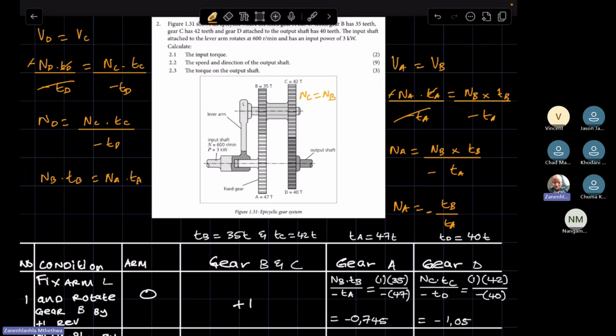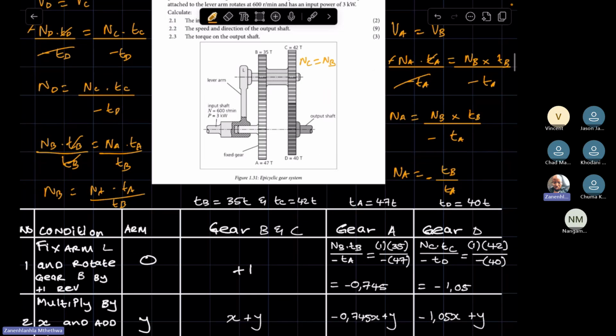Then you're looking for NB, so divide both sides by TB, and NB is equal to NA times TA divided by TB. But now you have to get rid of NA, because we don't want to use this. With this one we cannot express it. Yeah, that one's a bit tough.